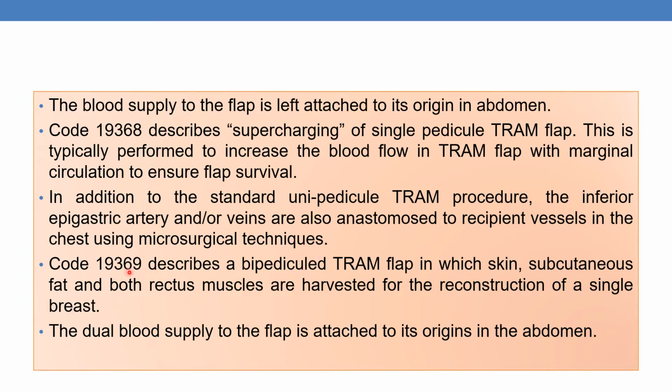The code 19369 describes a bipedicle TRAM flap in which skin, subcutaneous fat and both rectus muscles are harvested for reconstruction of a single breast. The dual blood supply to the flap is attached to its origins in the abdomen.